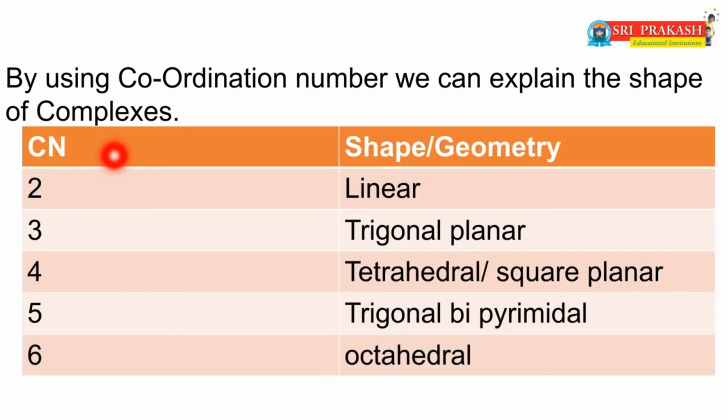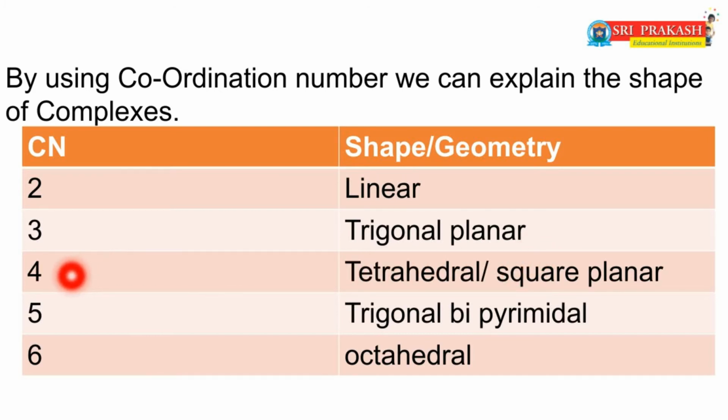For suppose, if coordination number is 2, then the shape or geometry of the complex compound is linear. If coordination number is 3, coordination number 3 means 3 lone pairs of electrons or 3 monodentate ligands are involved in the complex formation with the metal or metal ion. Okay, if coordination number is 3, then the shape or geometry is trigonal planar.